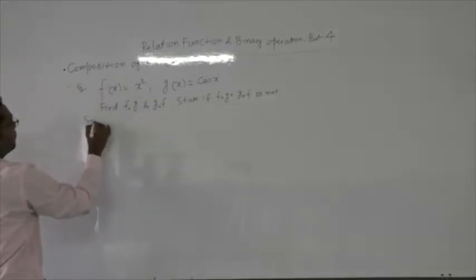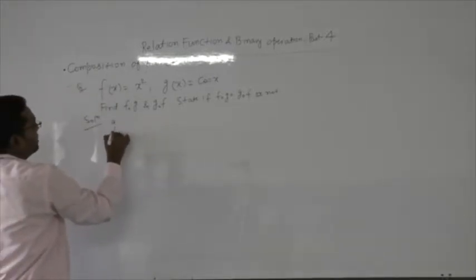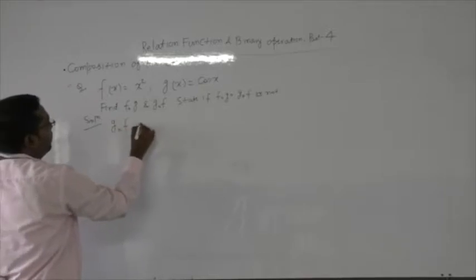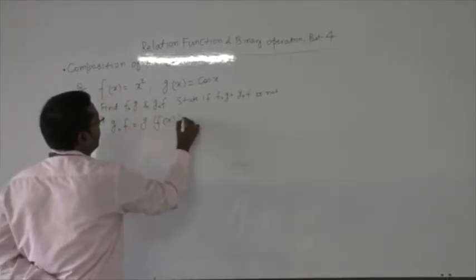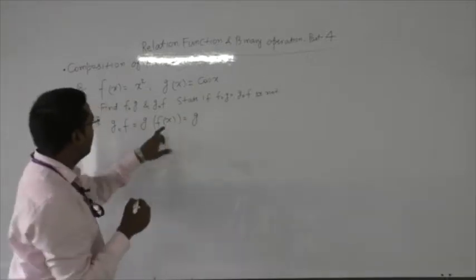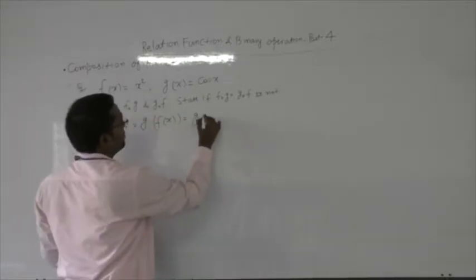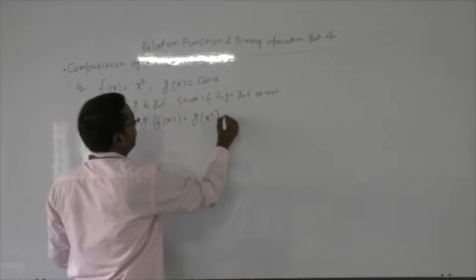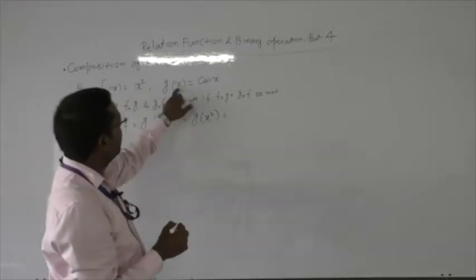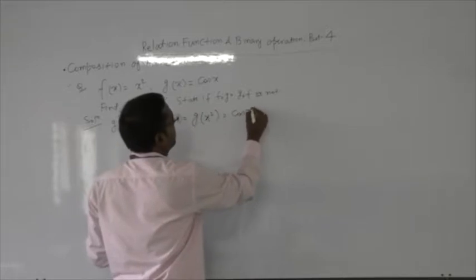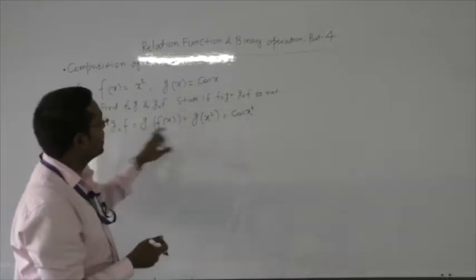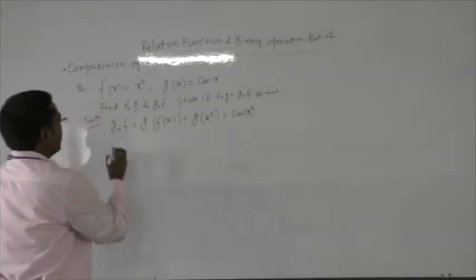See, first let's see g of f. What is g of f? g of f of x. Now g of, what is the value of f of x here? x squared, g of x squared. Now for g of x squared, replace x by x squared, we will get cos x squared. So here for g of f we are getting cos x squared.